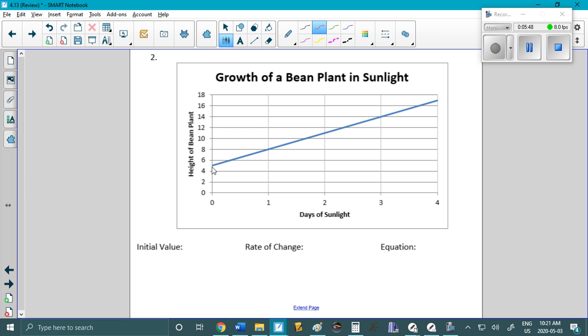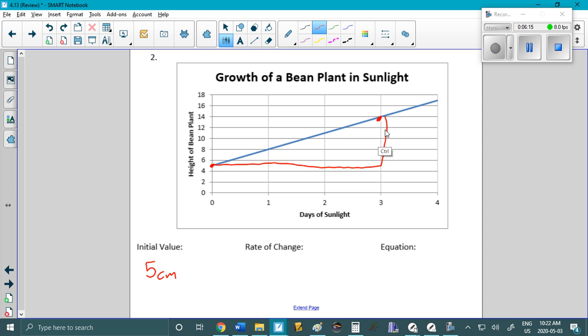So just to help you out here, the initial value is going to be here. Okay, so it's going to be 5, and the units, well, does 5 meters make sense for a bean plant, or 5 centimeters? Probably 5 centimeters. To get the rate of change, you're going to pick 2 points. I'm going to pick 2 points that are really far away from each other, because why not? It doesn't make a difference.